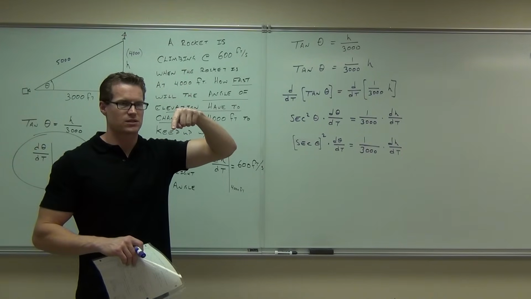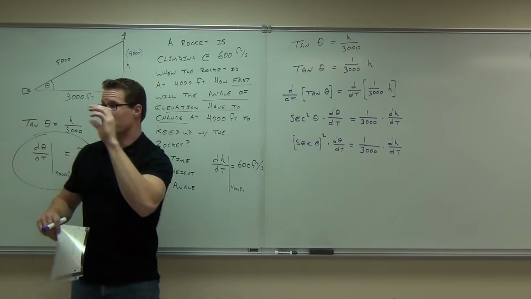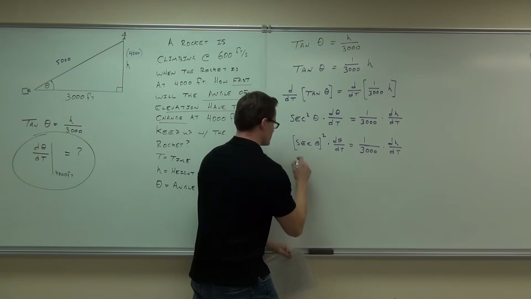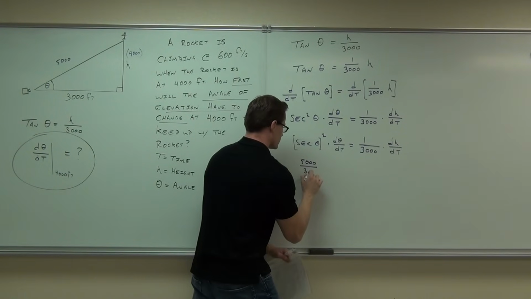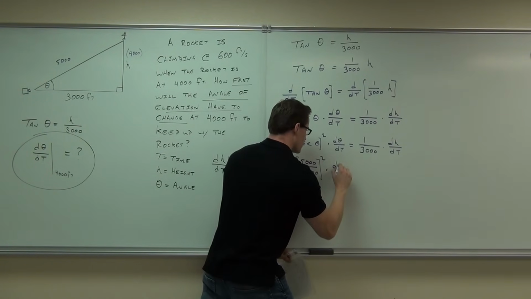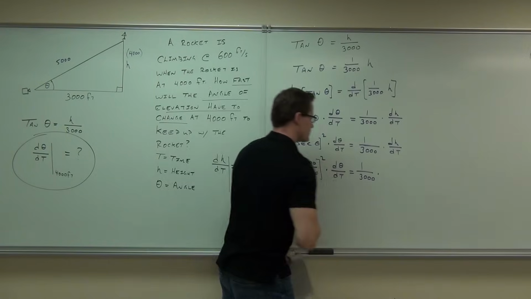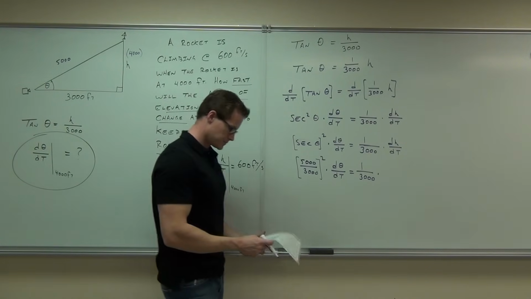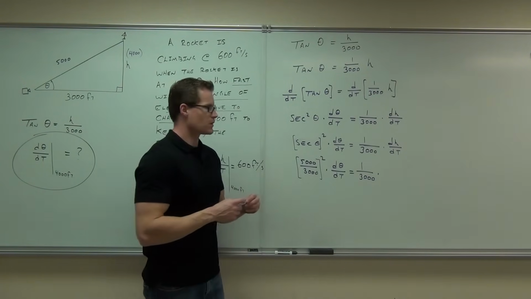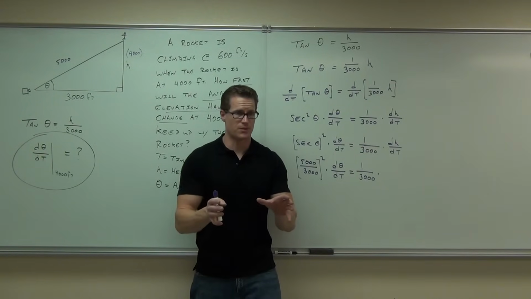1 over cosine, right? So secant would be reciprocate the fraction. You're going to get, instead of 3,000 over 5,000, secant theta will be 5,000 over 3,000. Or 5 over 3. Don't forget that you're squaring it. Are you okay with this so far, folks? Do you see where the 5,000 or 3,000 is coming from? Do you see where the squared's coming from?